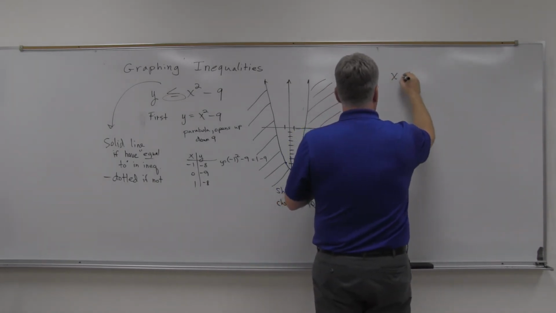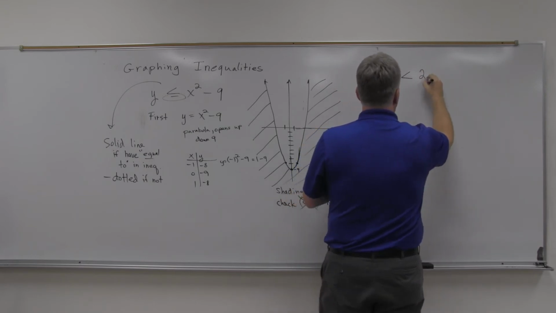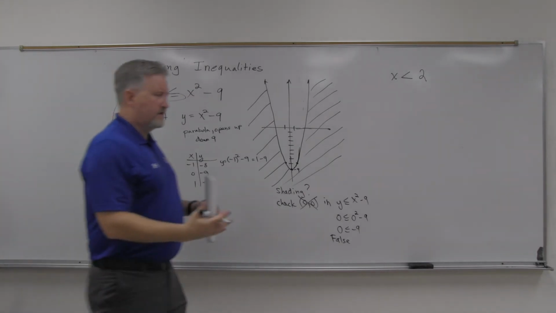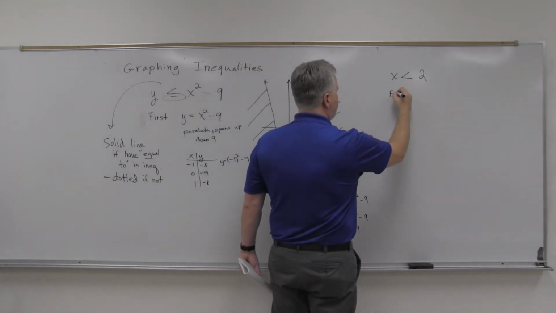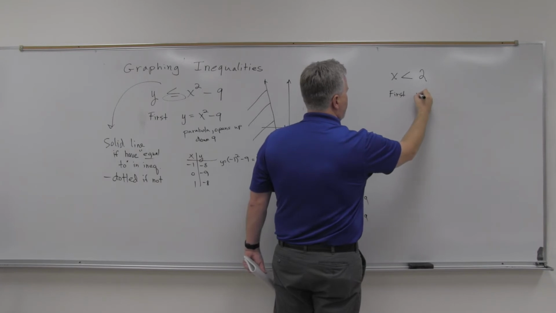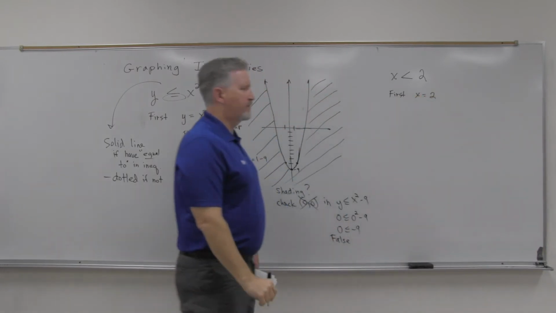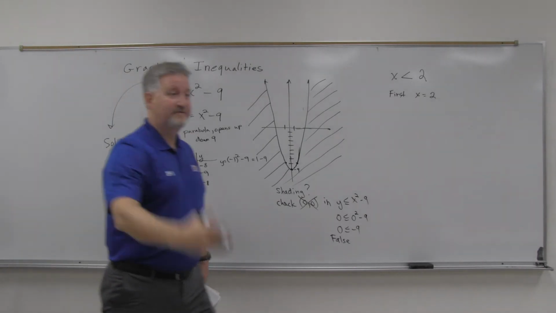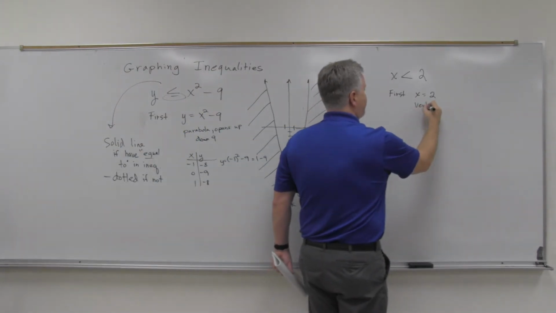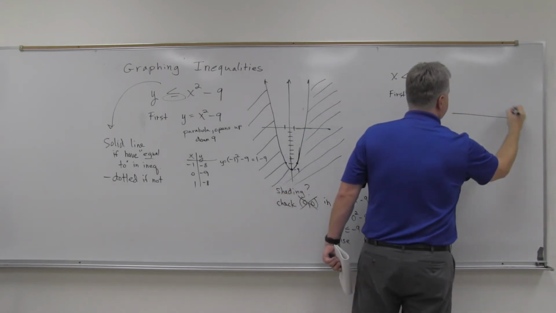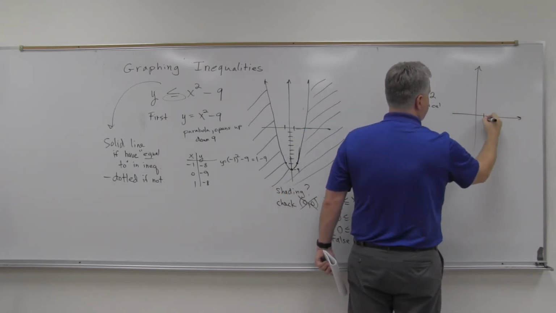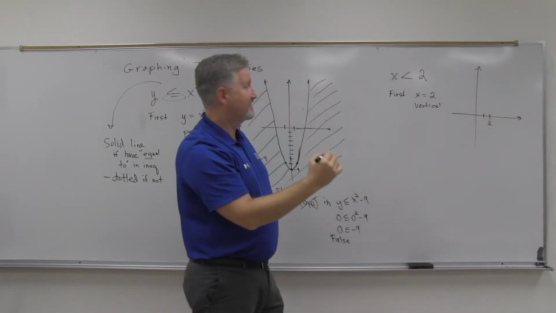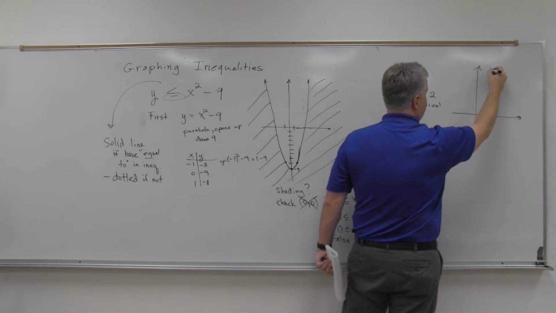We have x is less than 2. X is less than 2. Well, the line part of this, we can first of all think about x equals 2. What do we got there? X is 2. It's a vertical line, right? Yeah, so you got a vertical line at x is 2. Now, dotted or solid? Dotted. Dotted line, you don't have the equal to part, so it's dotted.